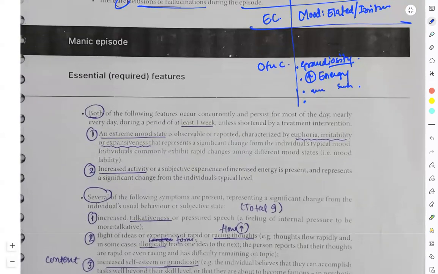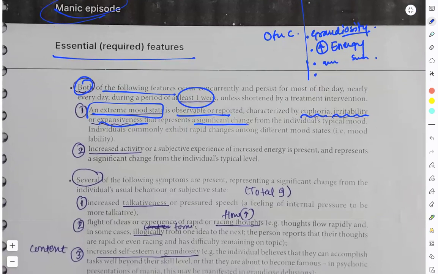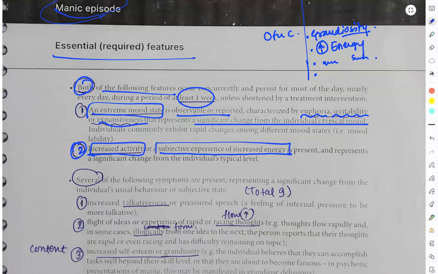So, in manic episode, ICD-11 says that in essential criteria, both of the following features need to be there for at least 1 week. And as you rightly mentioned, there must be an extreme mood state observable or reported, characterized by either euphoria or irritability or expansiveness. All right. So significant change from the individual's typical mood should be present. And the second essential criteria is increased activity or subjective experience of increased energy is present. Any of them. All right, so this is important. Both of them should be present. And it says then several of the following symptoms can be present.